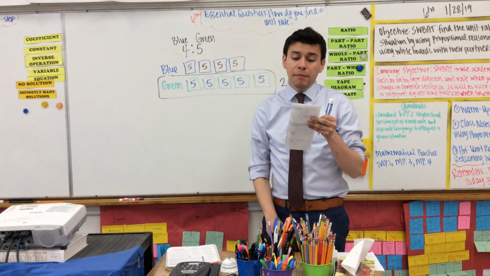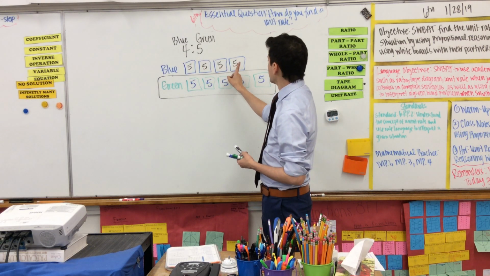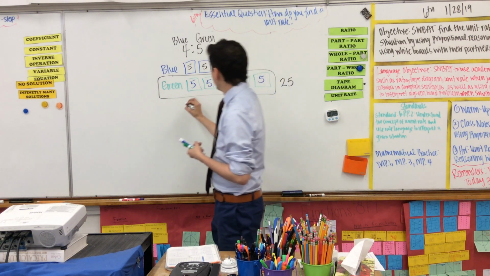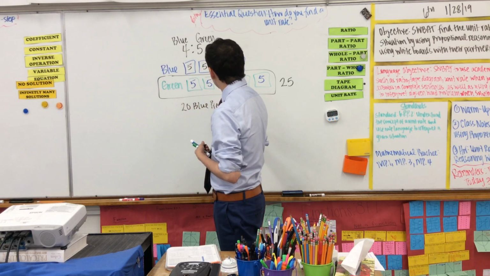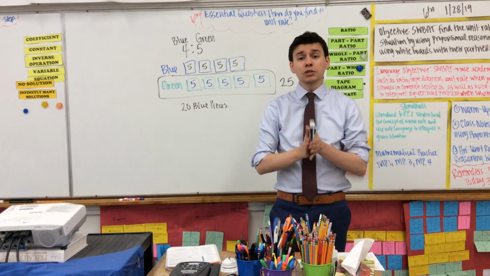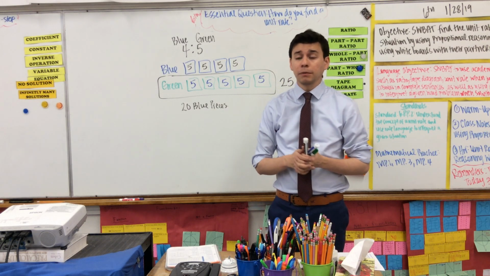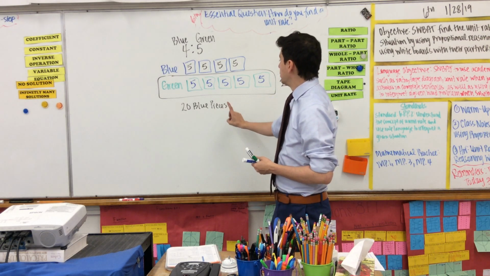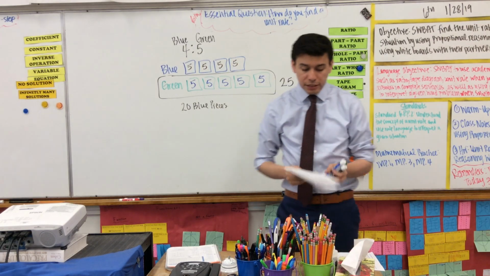Now it's easy to answer the question. It says, how many blue pieces are there? This is blue: 1, 2, 3, 4. So 5 times 4, I have 20 blue pieces. And ladies and gentlemen, you're done. That's how you can visually see a ratio and solve ratio problems. I just counted 5, 10, 15, 20, and you're done. Let's do the next problem.